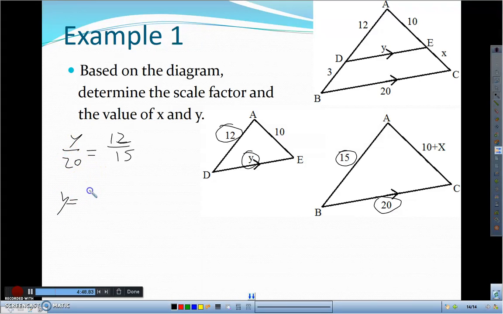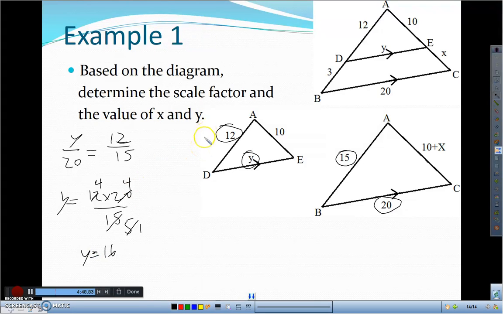Y is equal to 12 times 20 divided by 15. That's going to be equal to, let's see here, I can divide the 15 and the 12 by 3, that's 4, this is going to be 5. 4 times 20, oh wait, I can divide 20 by 5, that's 1. This is 4. So y is going to be equal to 16.